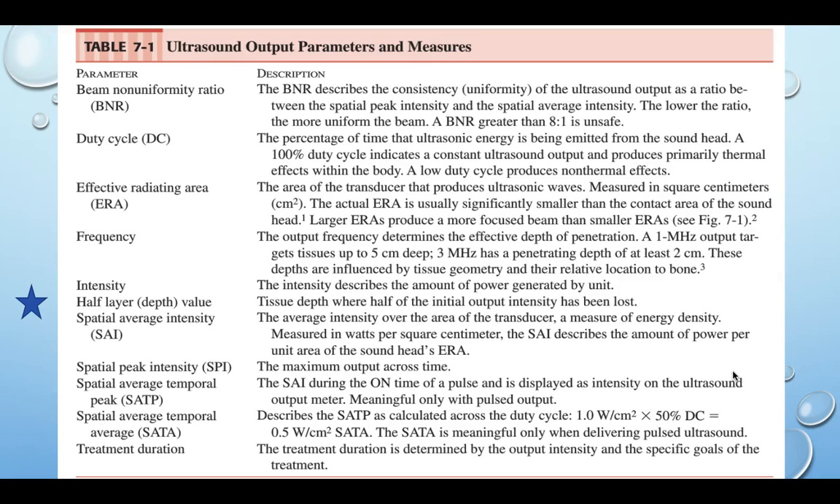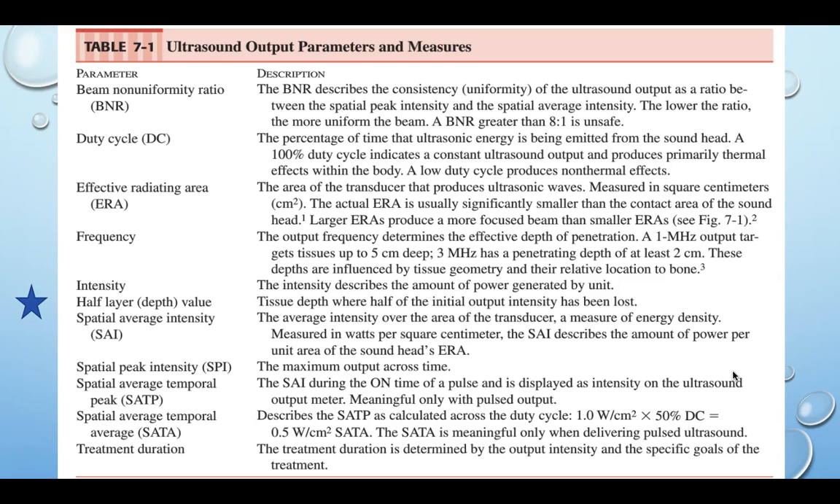We expect to lose some energy to the tissues, but depending on the settings we set, those depths are going to be a little bit different. Okay, so 1 watt per centimeter squared loses about 50% of its energy somewhere around 2.3 centimeters, if we're talking about a 1 megahertz frequency. Now at that 2.3 centimeter depth, we're really only getting 0.5 watts per centimeter squared. If we double that depth to 4.6, we get about 0.25 watts per centimeter squared. So that's what the half layer means.